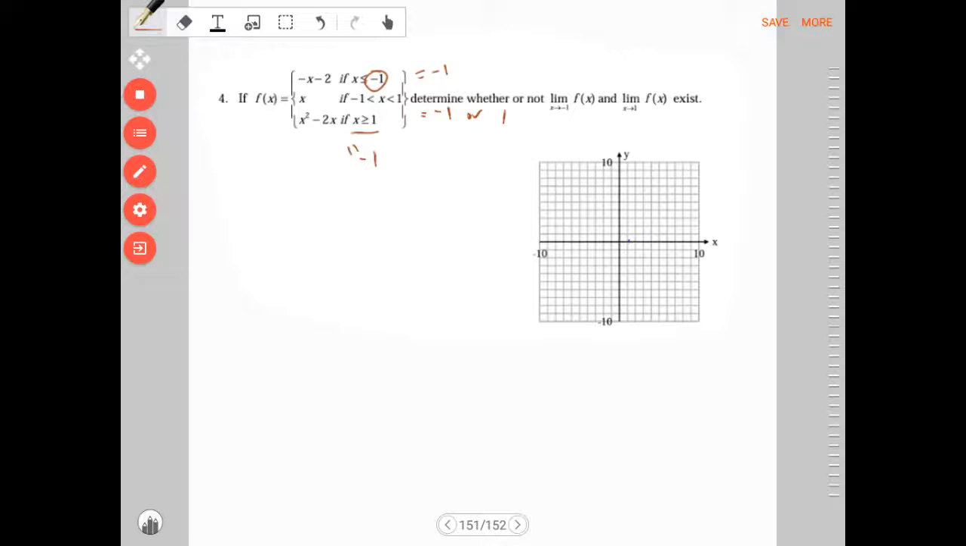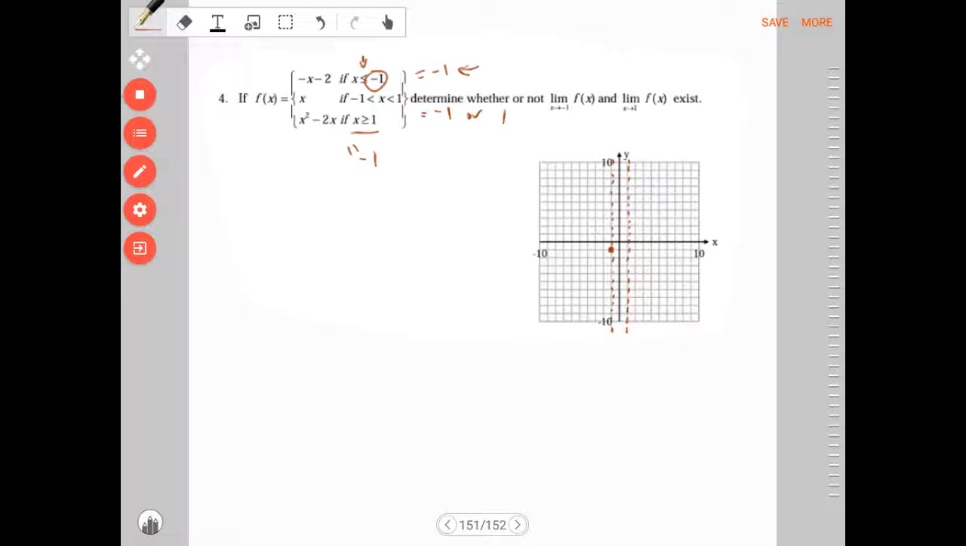So we know that the boundaries are 1 and negative 1, so let's just put those on really quick. For the first part, x is less than or equal to negative 1, so we're going to have a closed circle at negative 1. When x is negative 1, y is negative 1 with a closed circle.